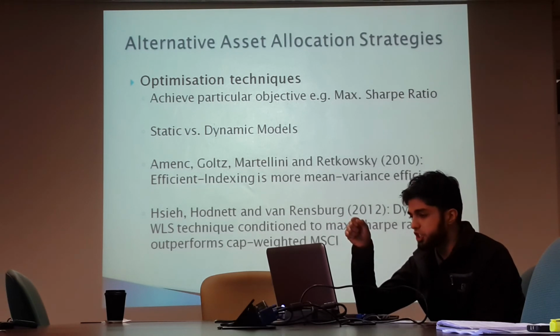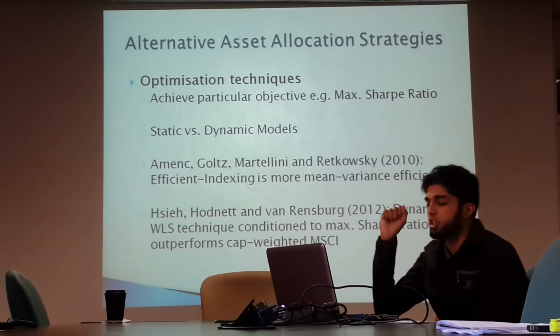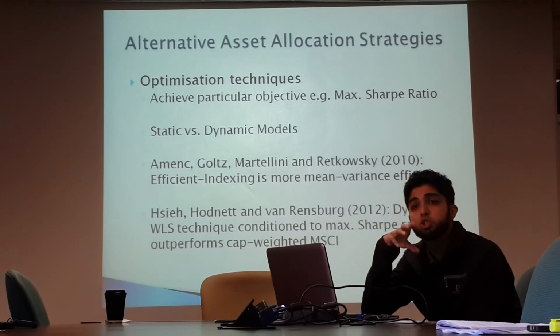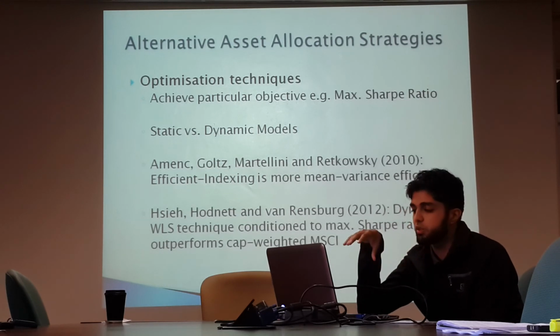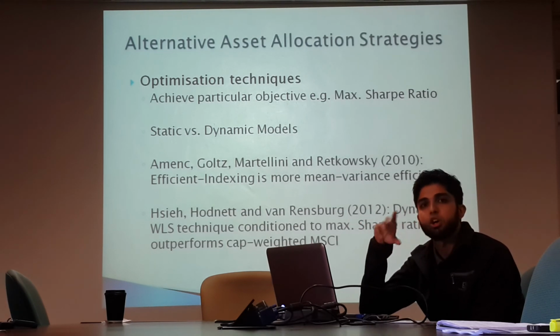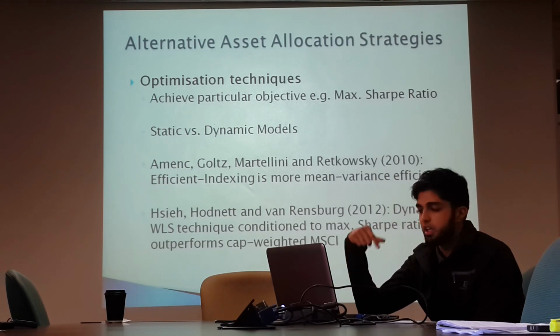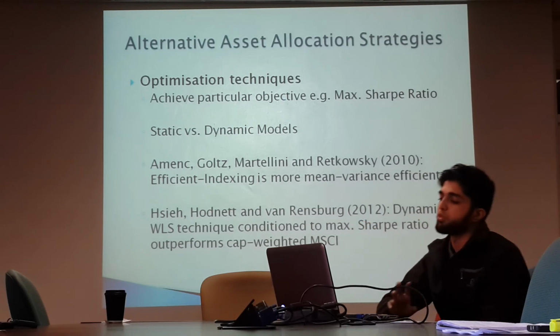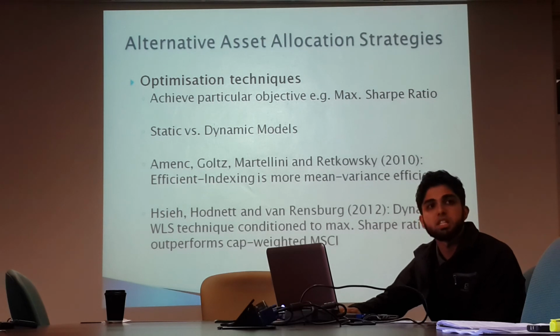In a subsequent study, Shea, Hodnett and Van Rensburg also test a dynamic weighted least squares technique, which is conditioned on maximizing the Sharpe ratio. Their strategy also adopts the Dow Jones Sector Titans Composite Index, which is used to develop value and momentum indices. They use this technique to identify the optimal weights over the past or rolling 36 months that can be applied in the next month. And their strategy shows that the results provide more mean variance efficient portfolios than the cap-weighted MSCI benchmark.